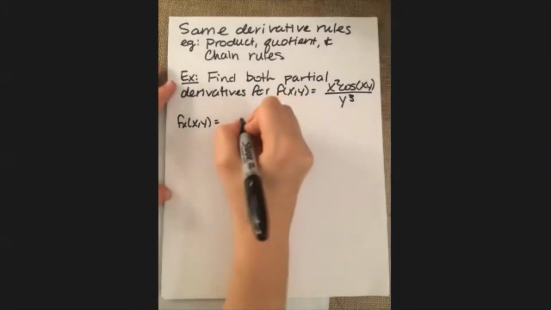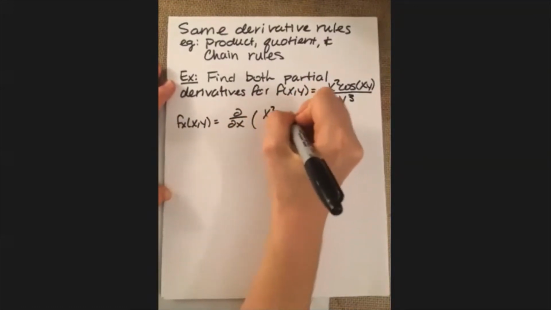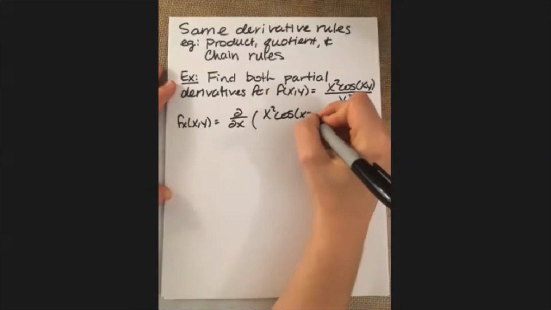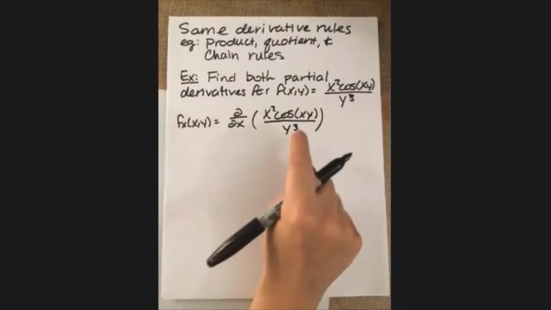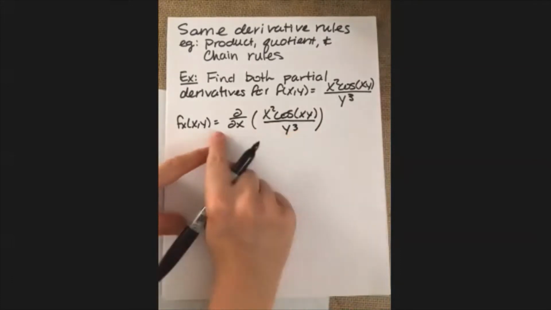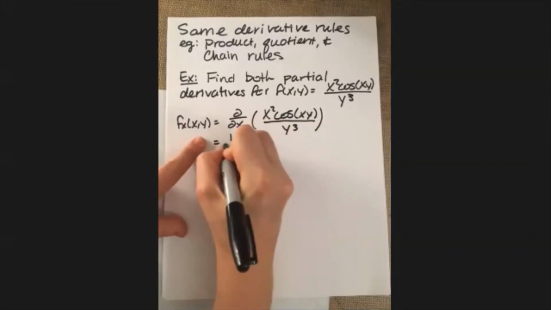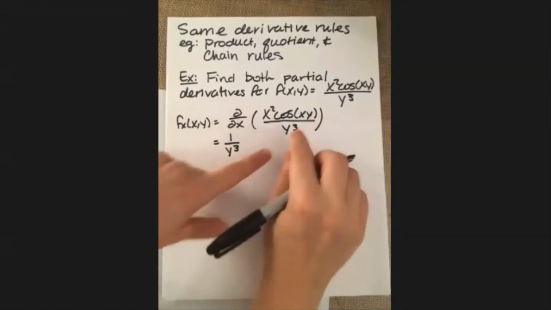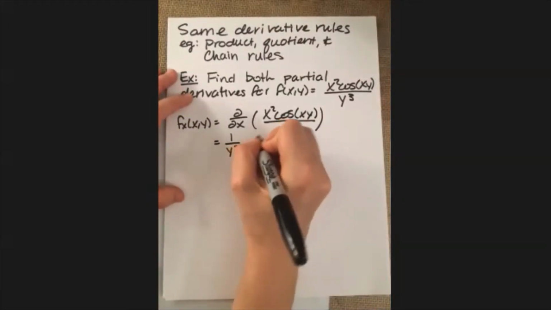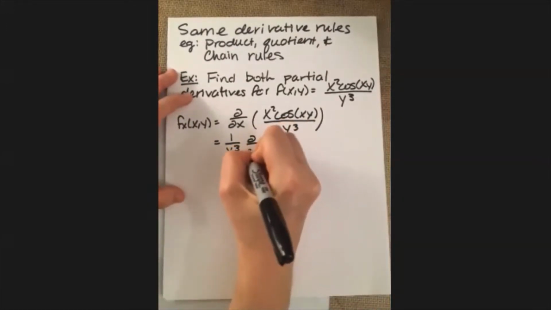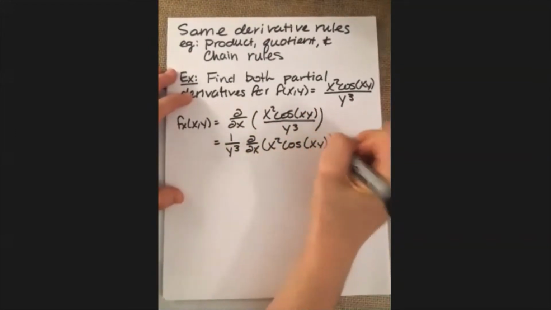And this is just partial with respect to x of x squared cosine of xy divided by y cubed. And I'm going to go ahead and factor this denominator out to the front because we're treating it as though it's just a constant, and it'll simplify things down a little bit. Okay, so again, this comes out to the front because it's just a number. And then what's left behind is the partial with respect to x of x squared cosine of xy.